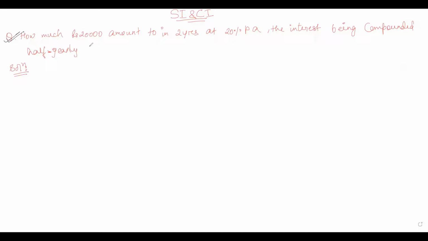Okay, so let us now see this question. How much will rupees 20,000 amount to in 2 years at 20% per annum, the interest being compounded half yearly? So here the interest is being compounded half yearly. So in a 2-year period, there would be 4 six-month periods. So that's why the number of periods in this case would be 4. Also here the rate of interest is given to be 20% per annum. So for the 6 months, the rate here would be 20 by 2, that is 10%, since it is being compounded half yearly. So now we need to find the amount.